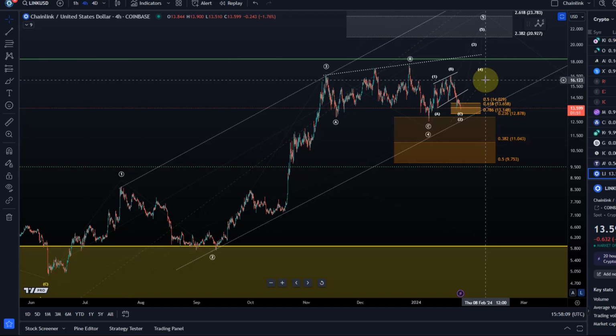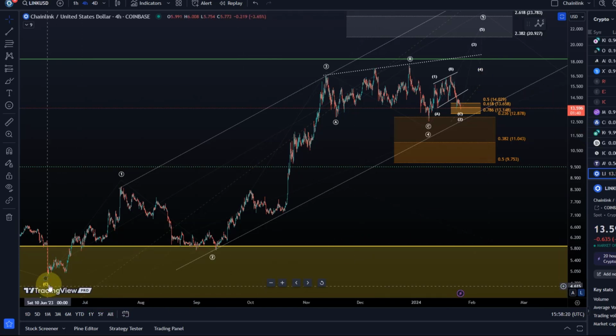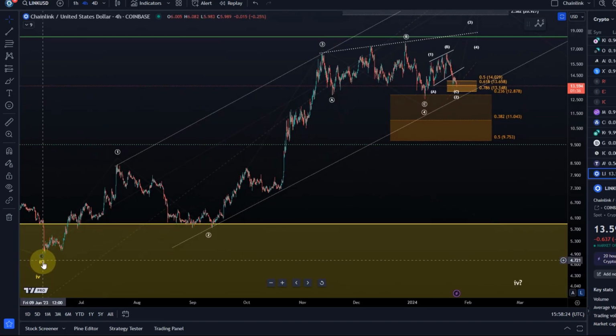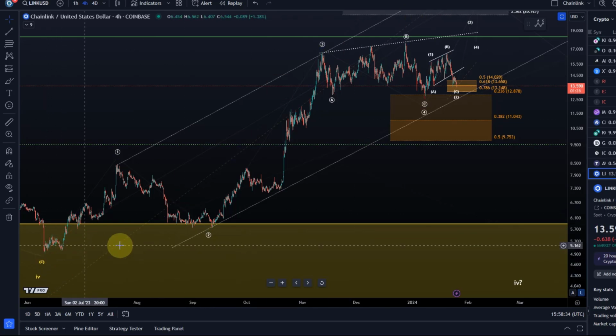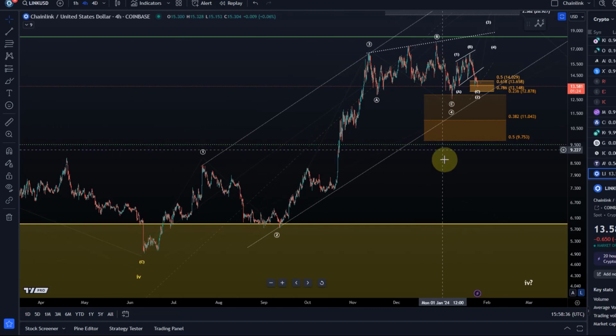So let's start with the June low that you can see there on the left-hand side of the chart. The June low here was on the 11th of June at around $4.90. That's when we can count the beginning of this potential leading diagonal pattern.